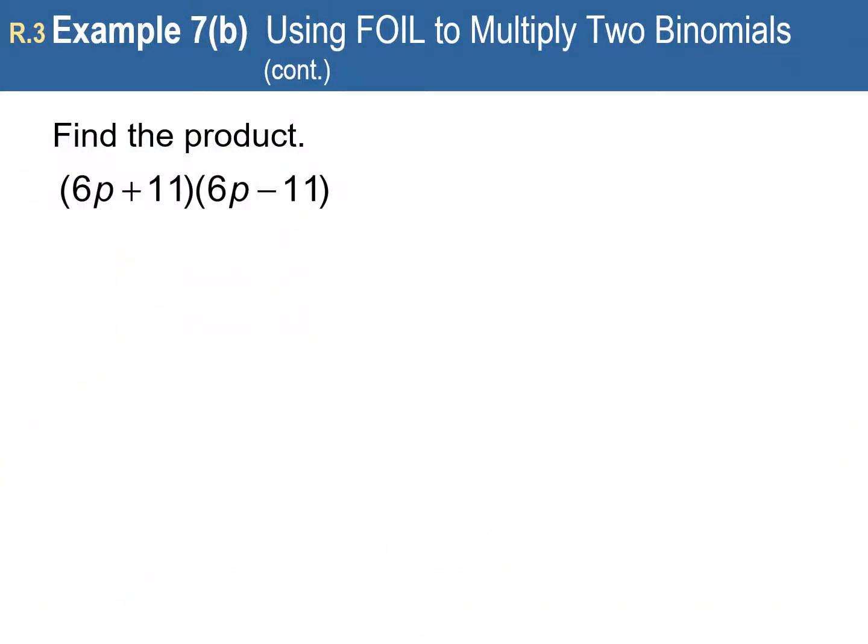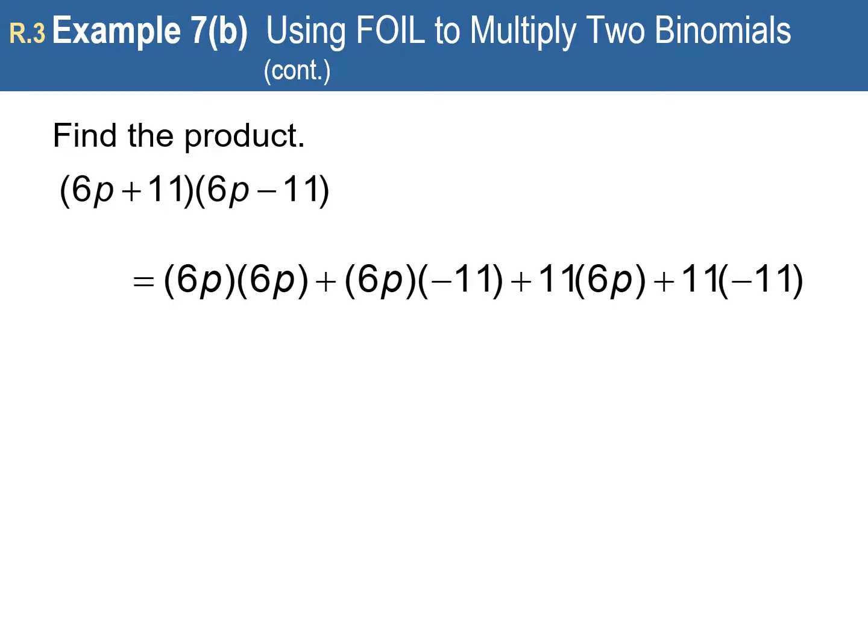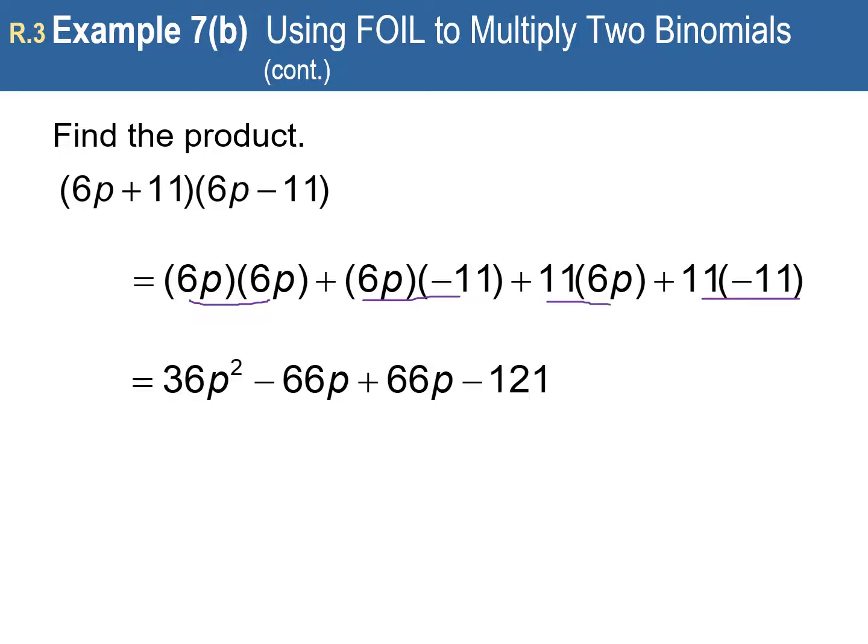To do this product, 6p plus 11 times 6p minus 11, you do the front terms, outside, inside, last. And I wind up with these two cross terms here, minus 66p and plus 66p, which cancel each other out. So you wind up with 36p squared minus 121.